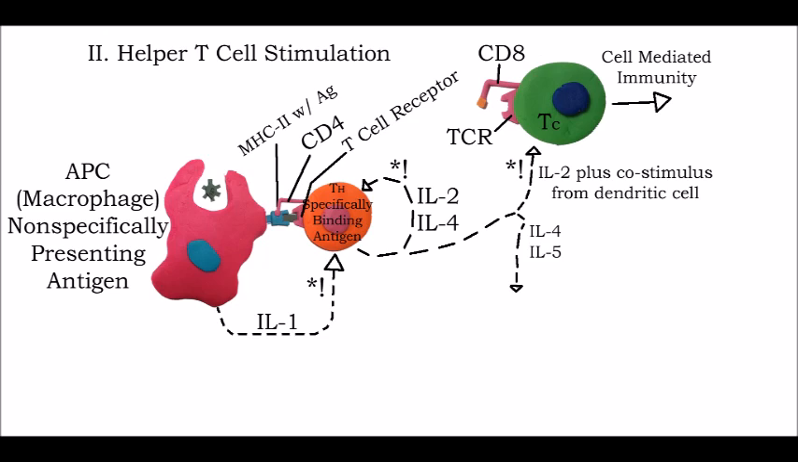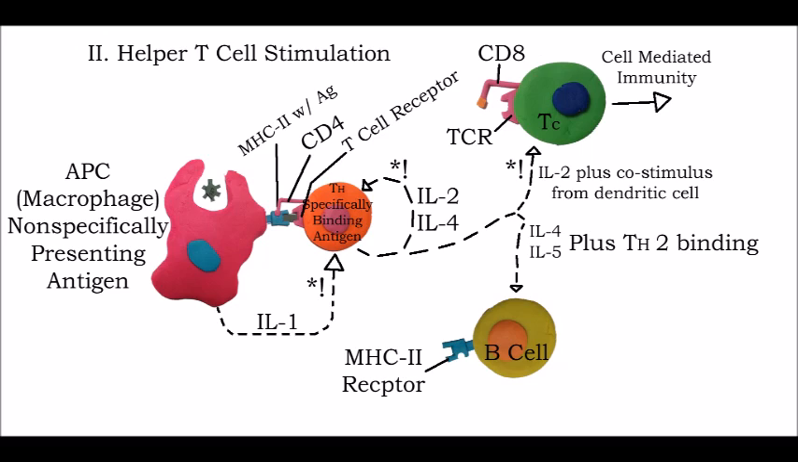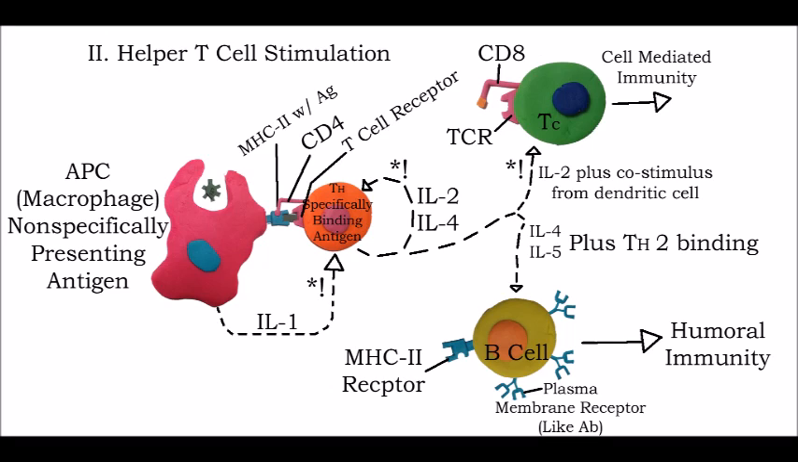In the other pathway, interleukin-4 and interleukin-5 plus helper T-cell type 2 binding activates B cells, which will eventually directly attack antigen-bearing cells as discussed in ARQ number 1. The B cells have MHC2 receptors similar to the macrophage, but they also have plasma membrane receptors that are like antibodies and are actually sometimes called membrane-bound antibodies because structurally and functionally they're similar to antibodies. This B cell then goes to take part in humoral immunity. And that is it for this ARQ.